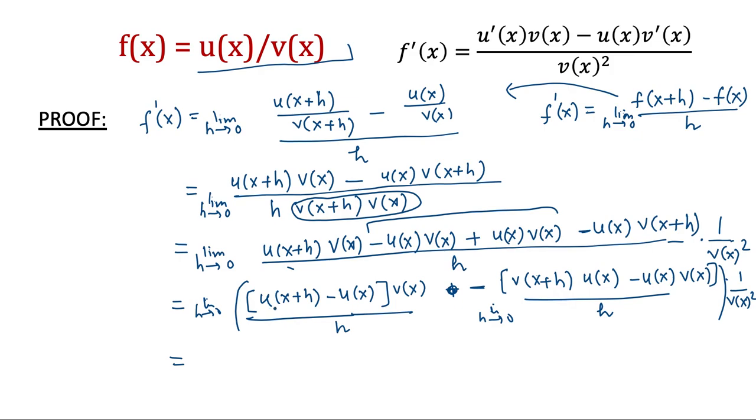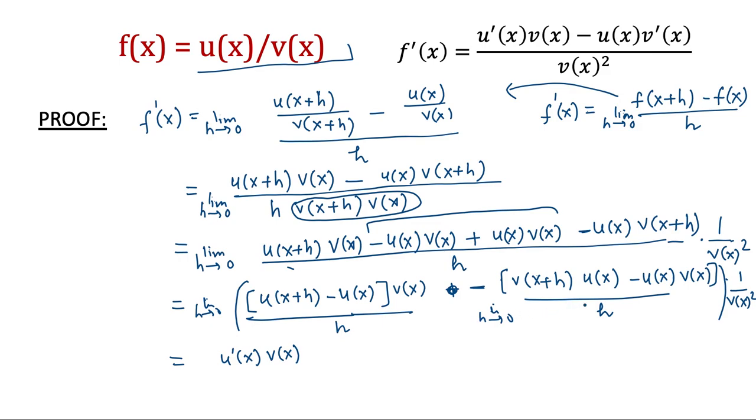So what is this term? ux plus h minus ux divided by h. This is u prime of x. So u prime of x vx. So this term we have taken care of.